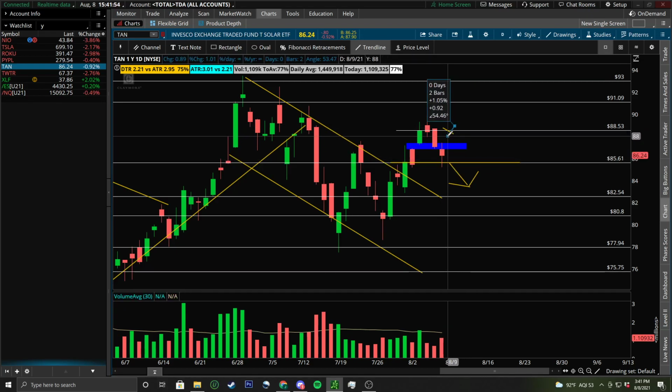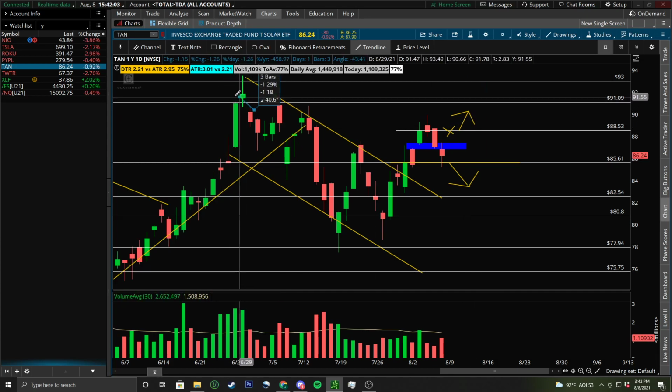we can expect this as a good overhead resistance. We need to see if we're going to make a lower high or if we're going to break 88.50. Once we hold above 88.50, it's gone for solar, and we can look forward to this bigger peak right here. Once we get above 91, then we can start to look for higher levels.